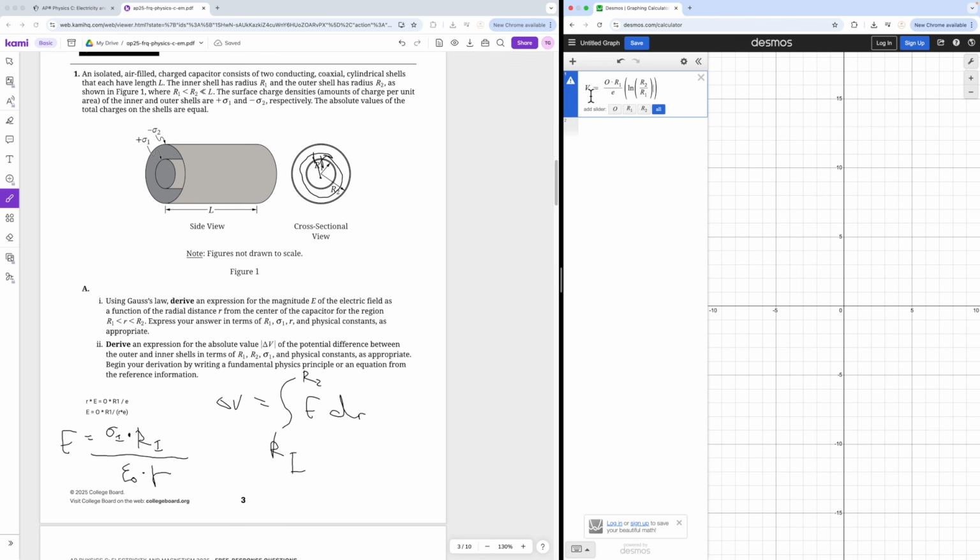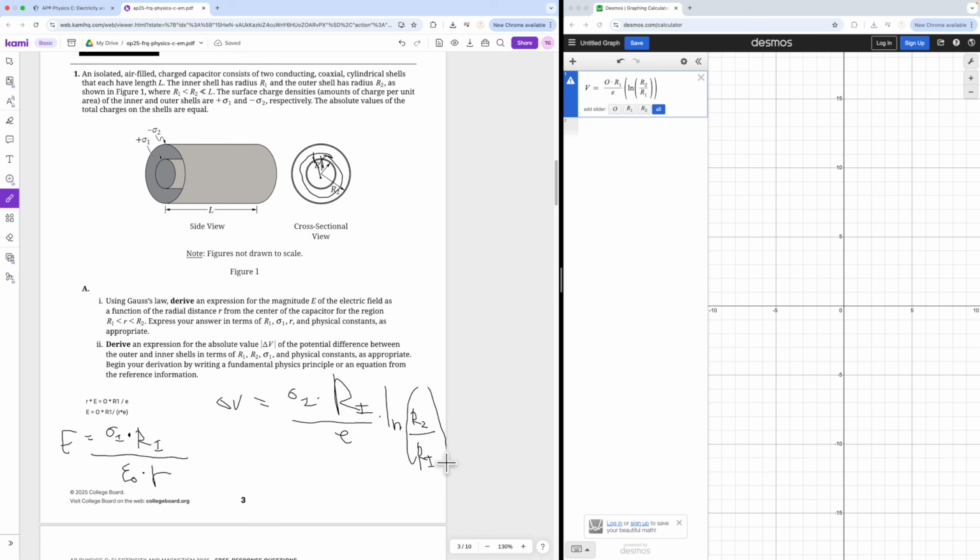Your voltage difference is going to be equal to sigma times R1 over epsilon times ln of R2 divided by R1. Well, that's your answer for voltage. So let's just write that over here. Your voltage is going to be equal to sigma 1 times R1 divided by epsilon times ln of R2 over R1.